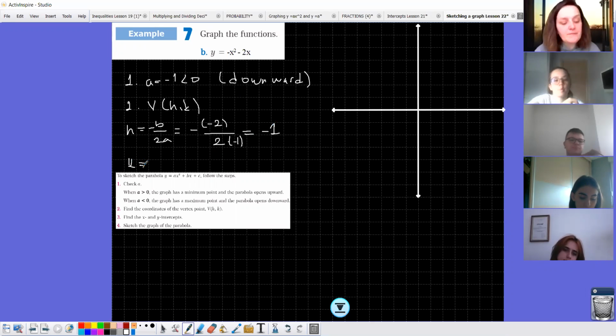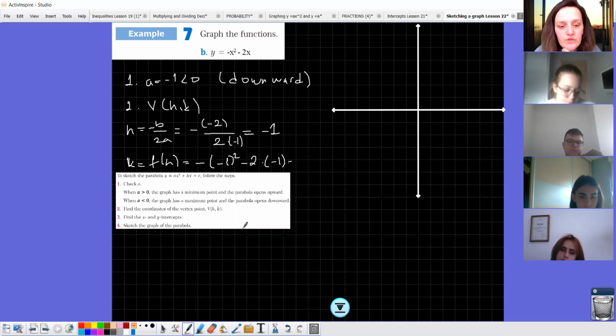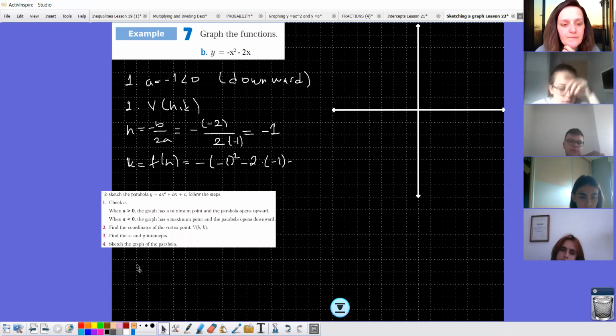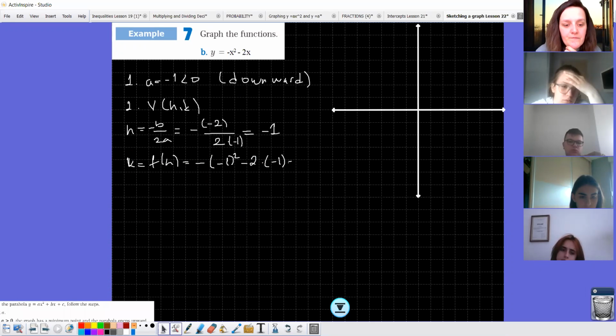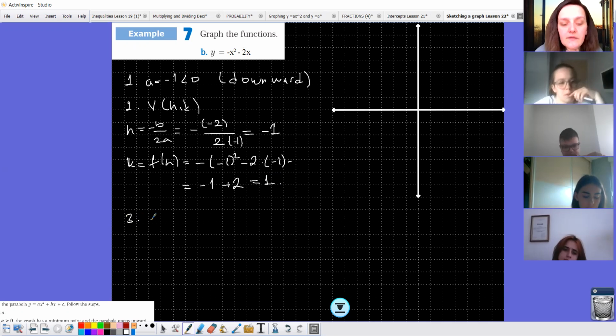So k will be the function of h: minus 1 squared minus 2 times minus 1, which will be 1 minus 1 plus 2, which is 1. Okay. And the third step, intercepts.